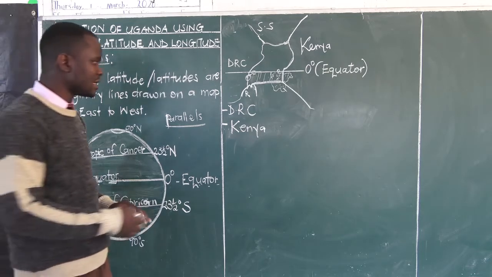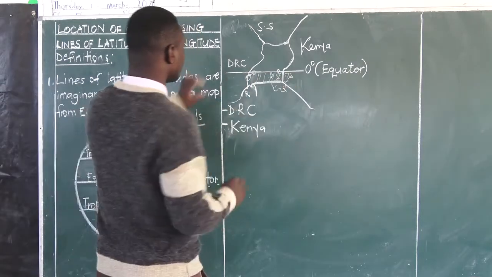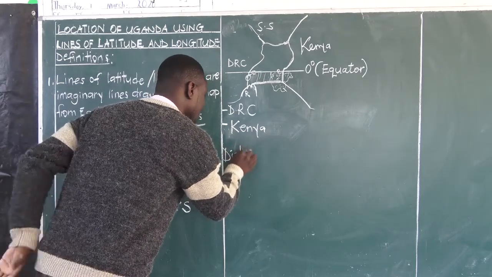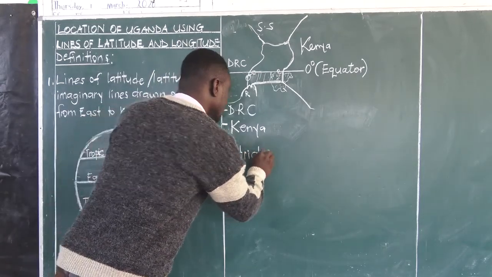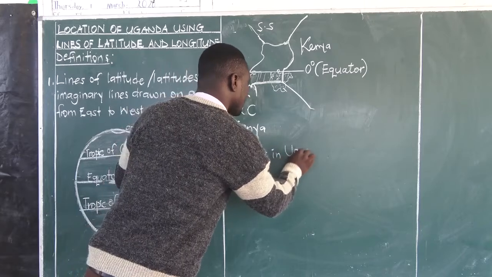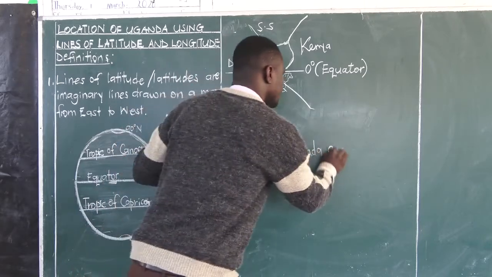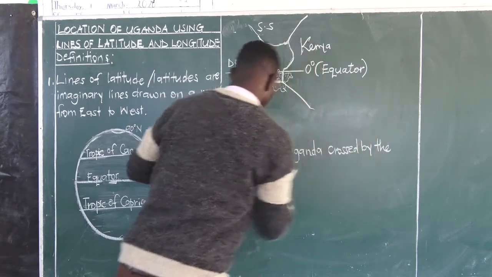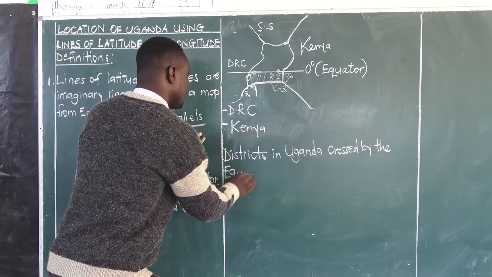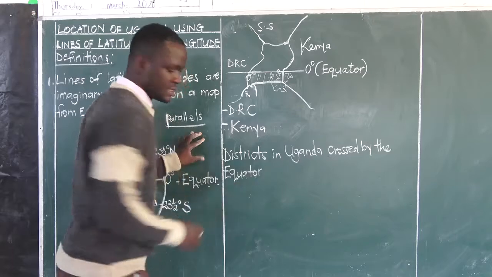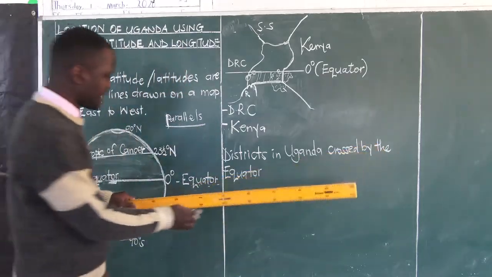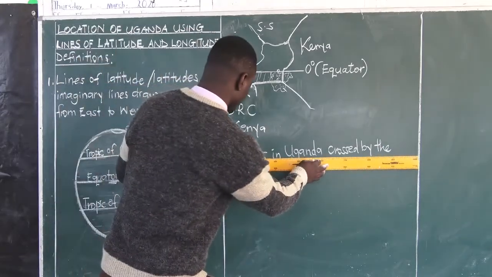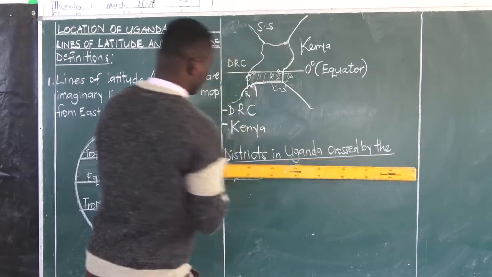So let us discuss which districts in Uganda are crossed by the equator, before we go and talk about longitudes. Districts in Uganda crossed by the equator. Sometimes we can say crossed by the latitude marked 0 degrees, which we understand is the equator. So we are going to look at these districts which are crossed.